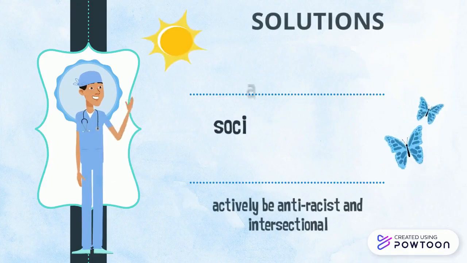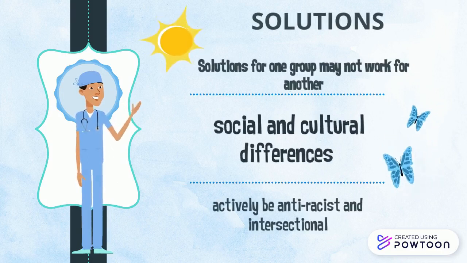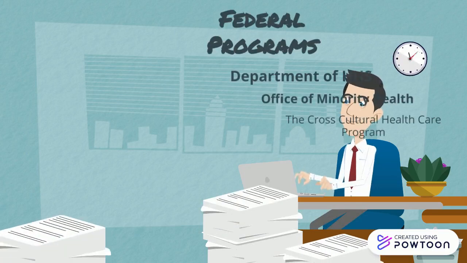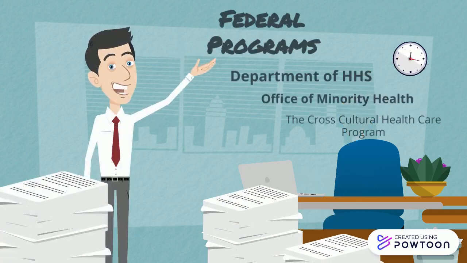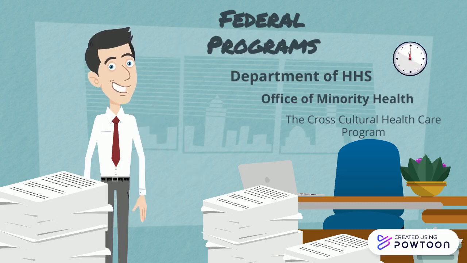Solutions to health disparities are not simple. Solutions for a particular group might not work for another, and they must keep in mind cultural and social differences, as well as actively be anti-racist and intersectional. Examples of federal programs include the multiple departments under the Department of Health and Human Services that are dedicated to addressing racial and ethnic disparities in healthcare. For example, the Office of Minority Health has programs such as the CCCHP, which help ensure that healthcare that is culturally and linguistically appropriate is provided.